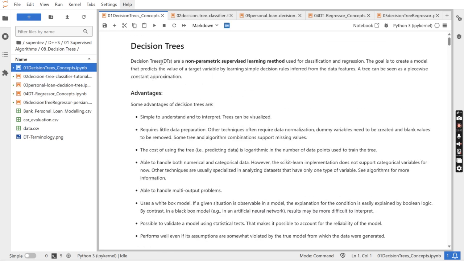Now coming back to the actual definition, trees are non-parametric supervised methods, which means we just saw all the differences. Next, to create a model that predicts the value of the target variable, you need data features. Basically, how the model works is it looks at the differences in the data, and on that basis the classification happens.